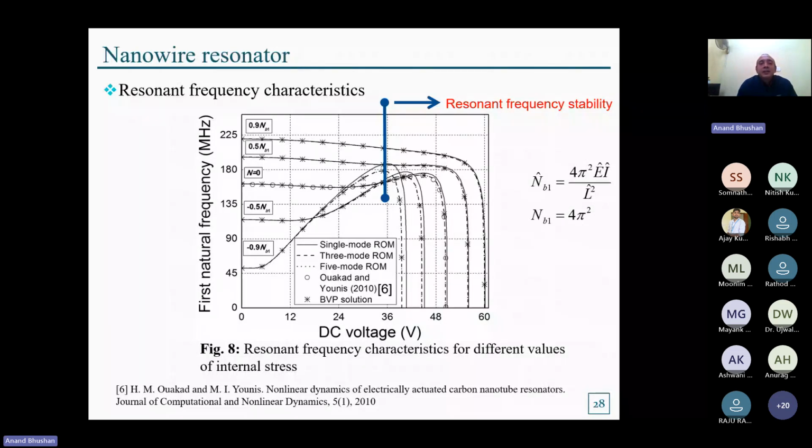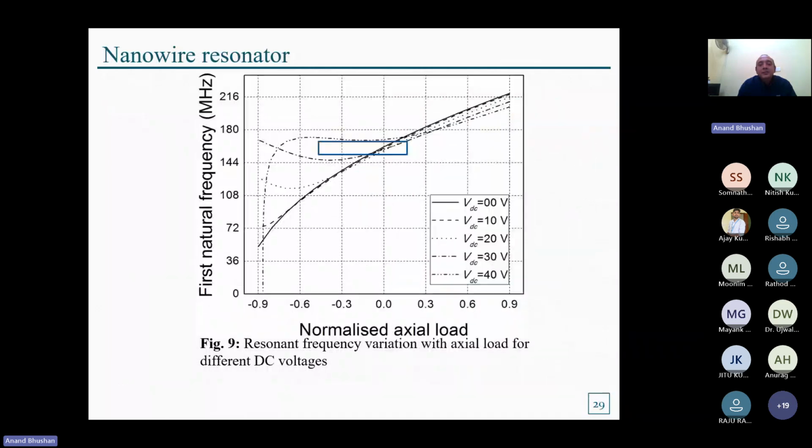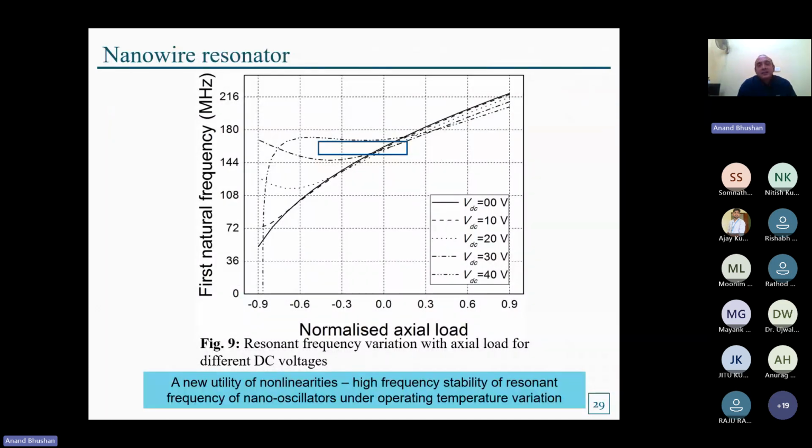a new utility of nonlinearity, as high frequency stability of resonant frequency of a nano resonator or oscillator under operating temperature variation. Here we can see the figure where we plot the first natural frequency with different values of a normalized axial load. Normalized axial load is just a quantification of residual stress.